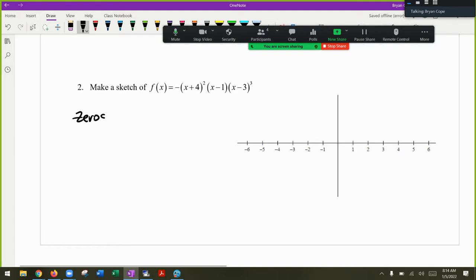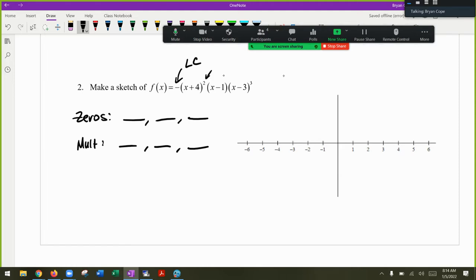First of all, identify what the zeros are. There are 3 of them. Identify their multiplicities. Notice how the end behavior is going to be affected by that leading coefficient. So because we've got a negative leading coefficient, the end behavior is going to be, let's talk about that.